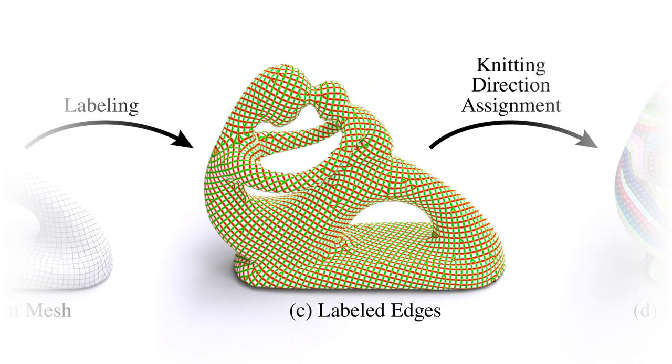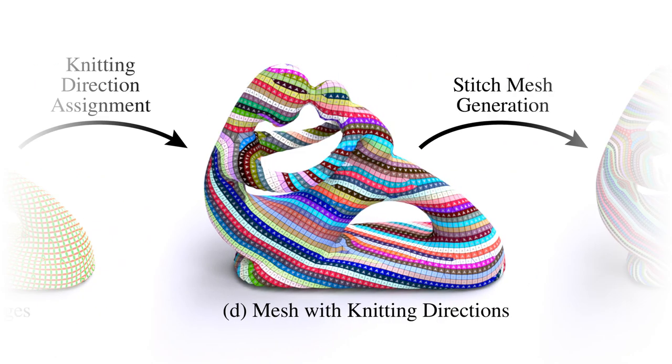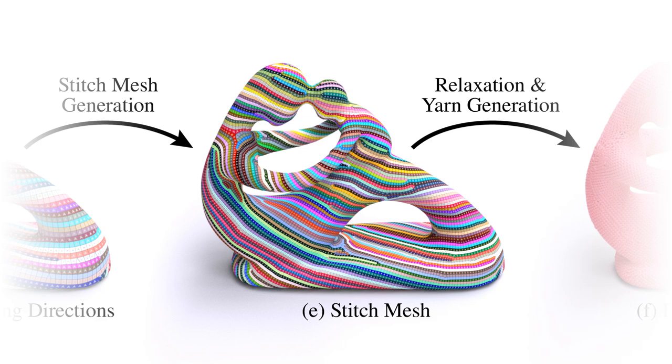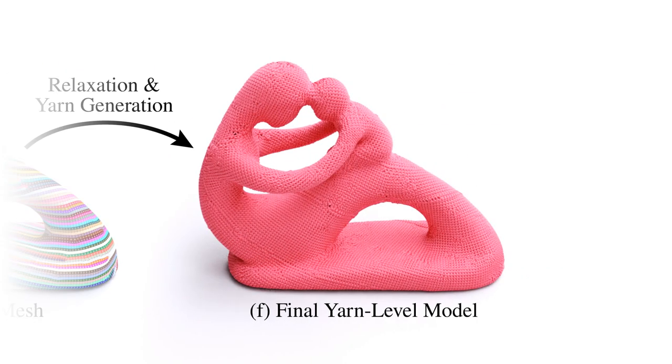Then, we label the edges of the mesh and specify the knitting directions over the surface using a two-step global optimization process. Finally, we generate a valid stitch mesh and then produce the final yarn level model from this stitch mesh.